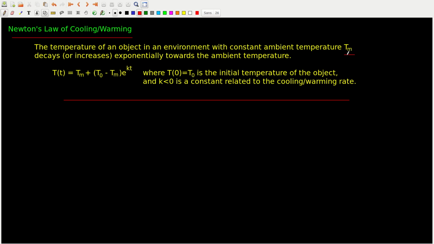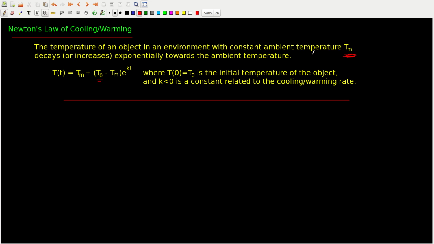So we've got an environment at a constant temperature. You can imagine a room with an ambient room temperature that doesn't change. And we're going to call that T sub m. And if you put an object that has a different temperature, let's say it starts with temperature T sub 0, in a room that's got temperature T sub m, our assumption here is that the temperature is going to decay exponentially towards the ambient temperature.